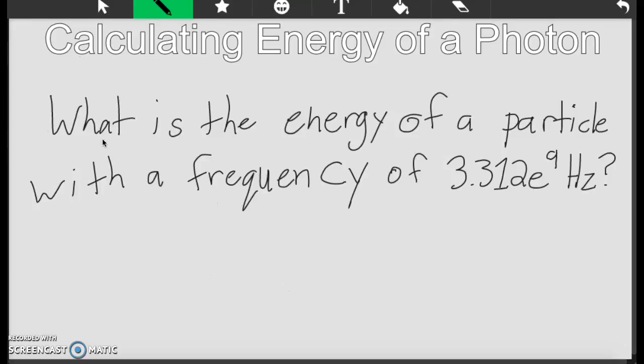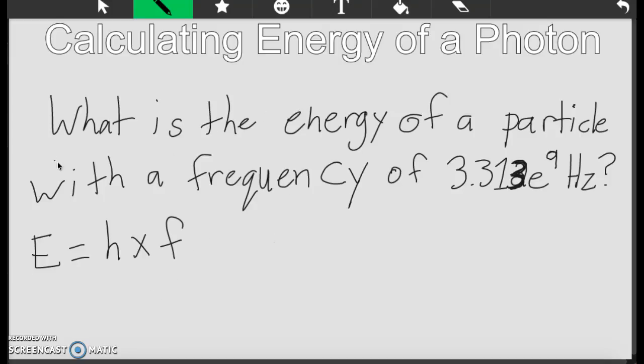Our first practice problem: what is the energy of a particle with a frequency of 3.3, oops, let's change that to a 3 so our math is easy, 3.13 e to the 9th hertz. Okay, well, let's write that out. First we write our equation. E equals H times F.